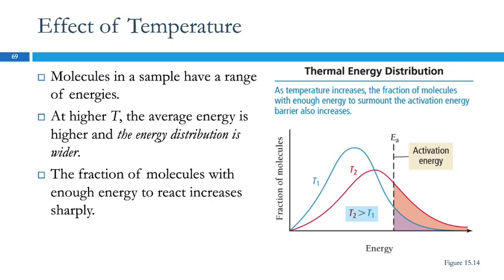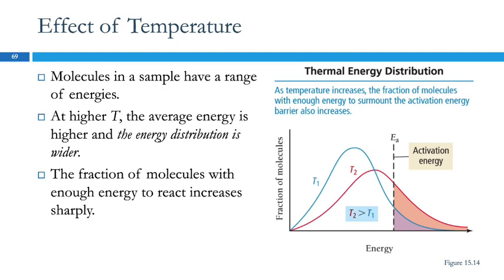So temperature is the average kinetic energy of a substance, but it's the average. Molecules in a sample have a range of temperatures. Some are higher than the average and some are lower than the average. So this is a temperature or thermal energy distribution. So the fraction of molecules with that amount of energy against energy. So we have T1 and we have T2. And it turns out that as the temperature increases, the energy distribution gets wider. Temperature gets smaller, it gets skinnier.